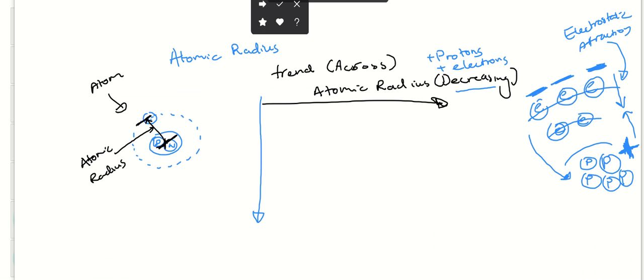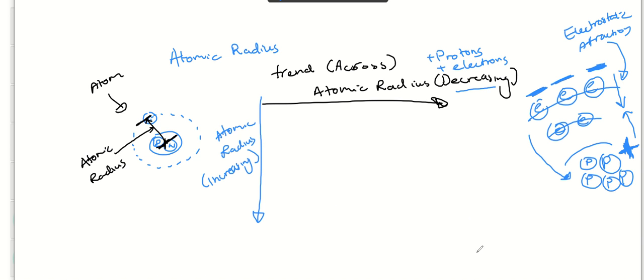Okay, so if we go down this periodic table here, the atomic radius is increasing. The reason why it's increasing is every row, so every additional row, you get one additional electron shell.